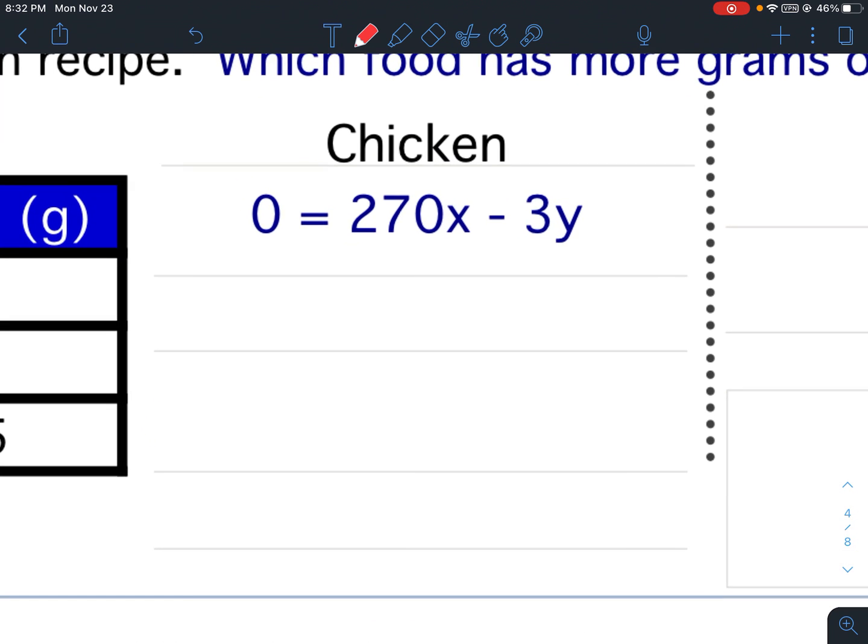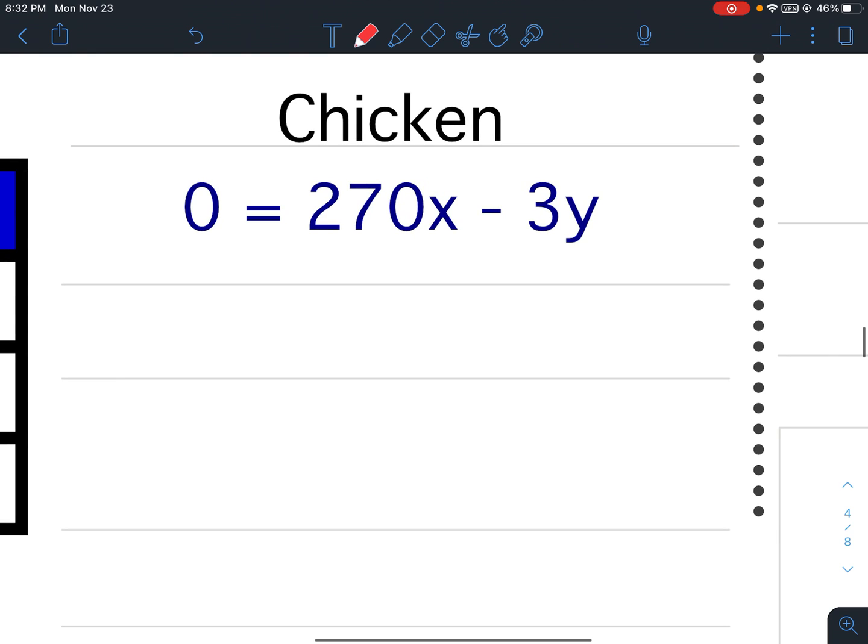Well, let's start with chicken. For the chicken, they give you an equation. When they give you an equation, you solve for Y. Now, I know we normally box the Y term, but I prefer my Y term on the left. And because this is a 0 over here, I could take either term to the left. So I'm going to take my Y term to the left.